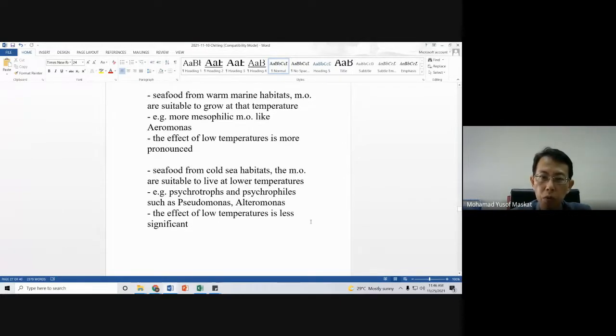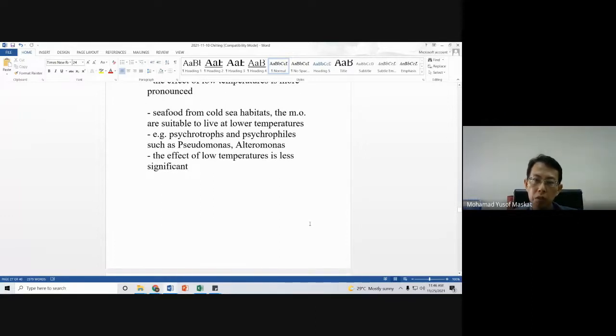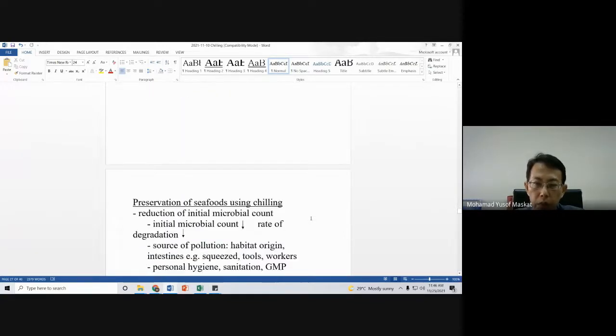But for seafood from cold sea, with lower temperature, the microorganisms that we can find on that particular seafood, be it fish or squids or prawns, are suitable to live at lower temperature. So maybe there are psychrotrophs or psychrophiles that have adapted to living at lower temperature. So when we apply low temperature, the effect is less significant. So we have to apply a lower temperature.